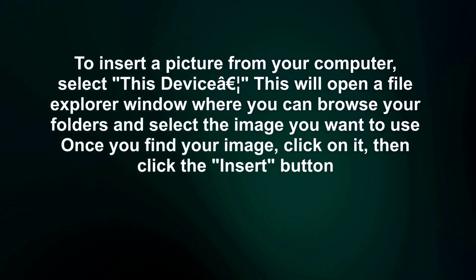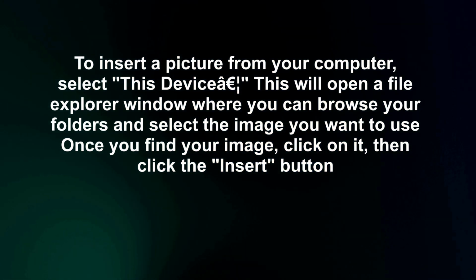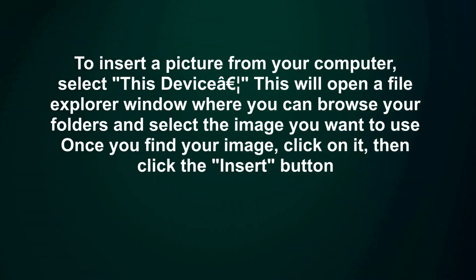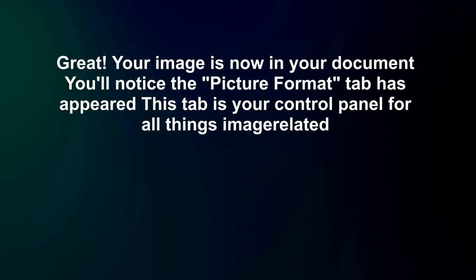This will open a File Explorer window where you can browse your folders and select the image you want to use. Once you find your image, click on it, then click the Insert button. Great! Your image is now in your document.